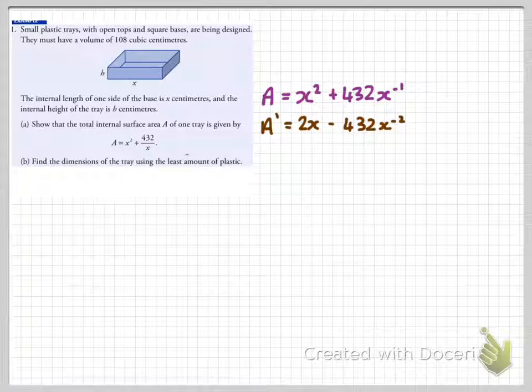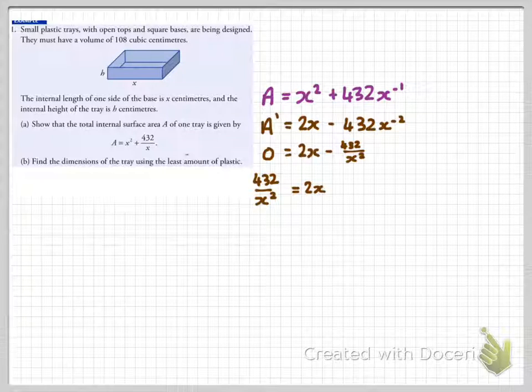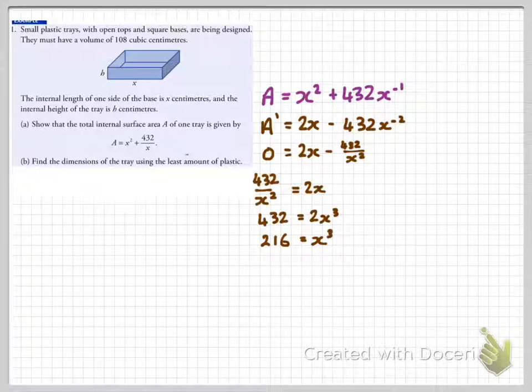The next step is to make it equal 0, because at a minimum we're asked for the least amount. The least is when you get a turning point. Turning points have a gradient of 0. You can then solve for that. I've put there are several ways of rearranging this to find out what your x equals. You divide by 2, find the cube root, and 6 centimeters is your answer.